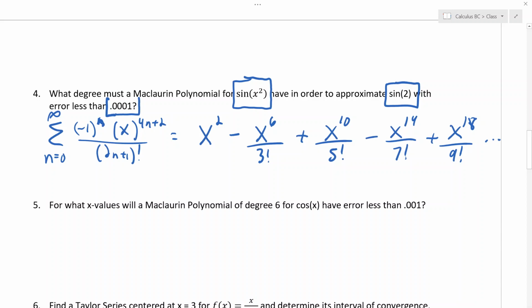If I want to approximate sine of 2, what am I going to plug into this thing? Say it with confidence. Root 2. Yeah, we've got to put root 2 in there for x. So that's going to make sine of 2.